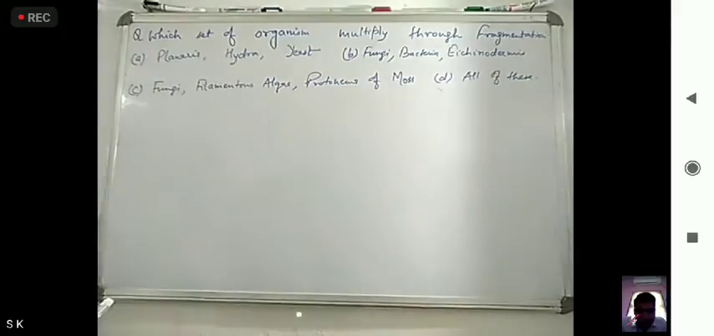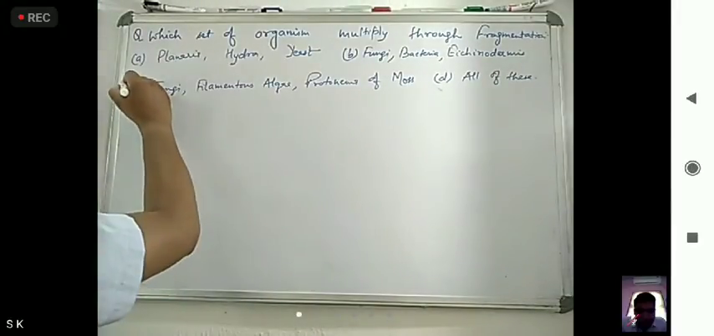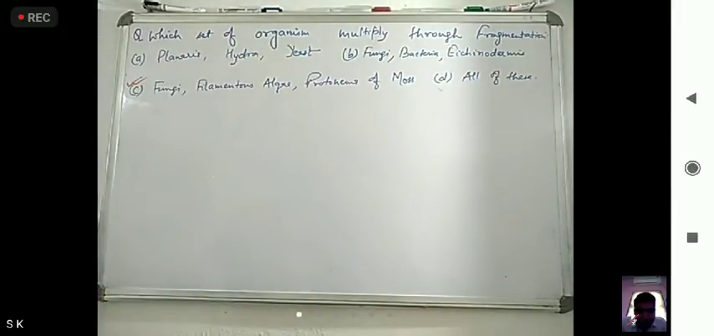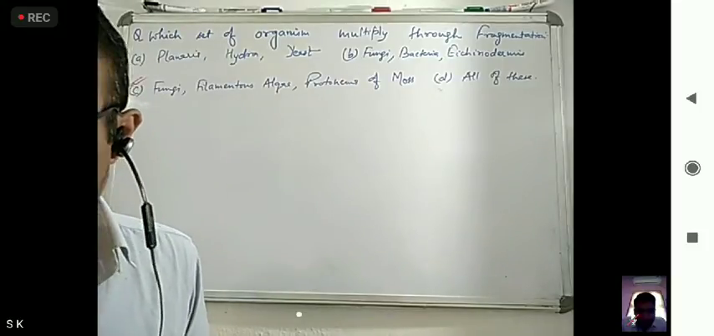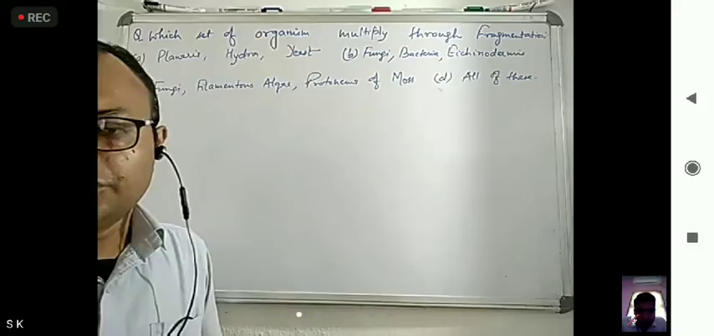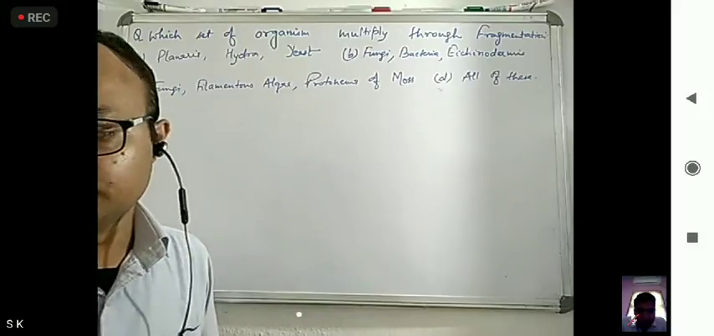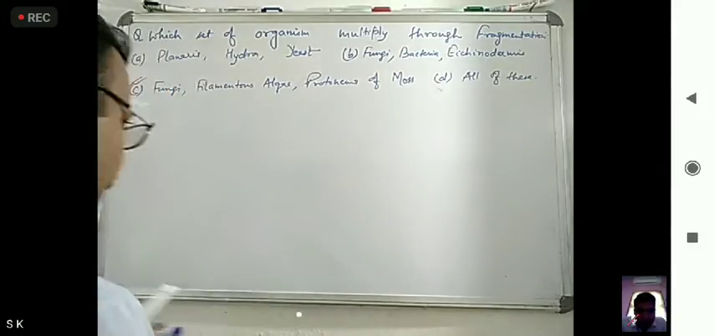Okay, so what will be the answer? So the answer is fungi, filamentous algae, and protonema of mosses, that multiply with the help of fragmentation. Okay, now next question is which of the following organisms does not reproduce?